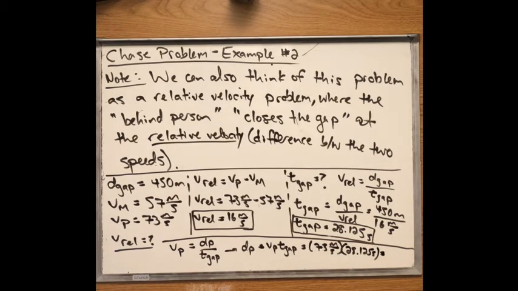And what do you know? 73 times 28.125 seconds is 2,053.125 meters, which is approximately equal to 2,100 meters.